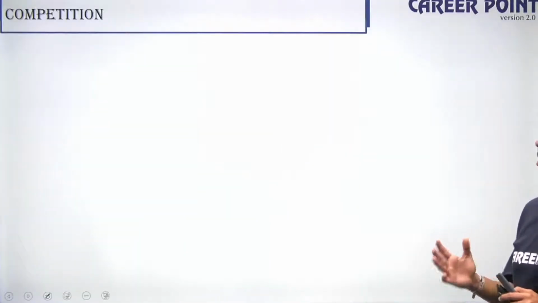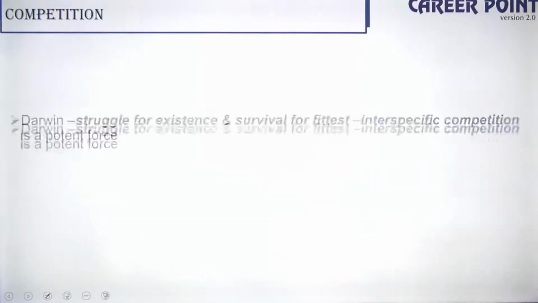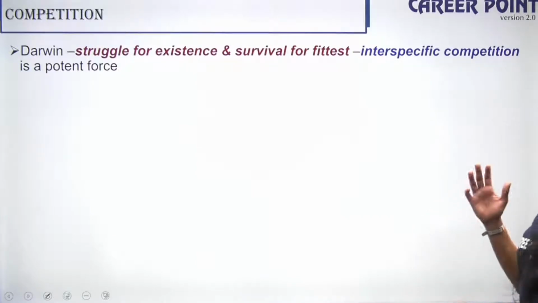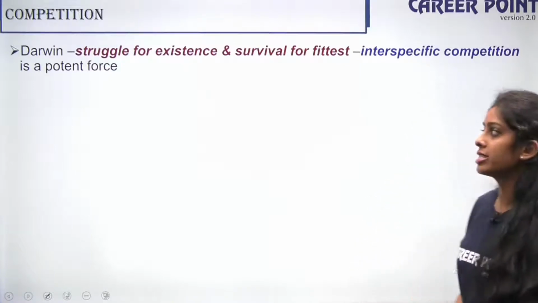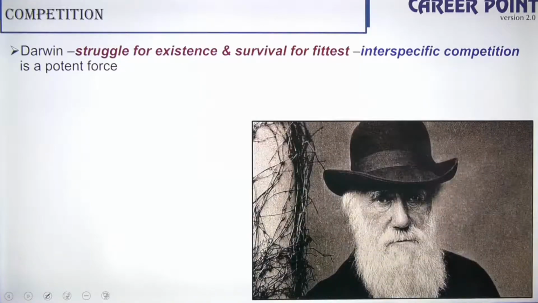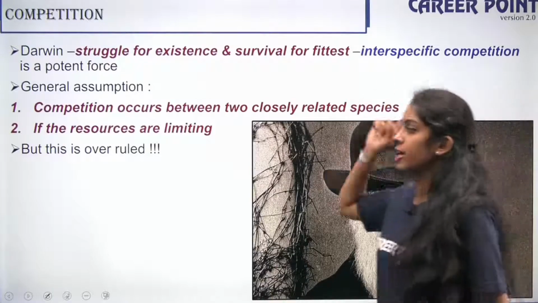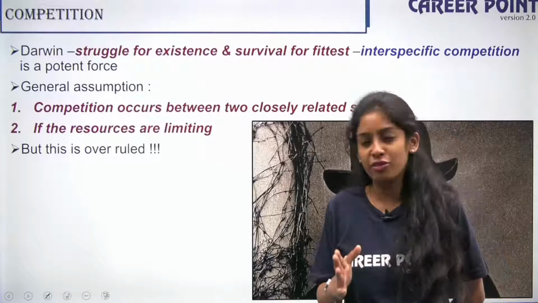Next we were talking about competition. Competition is also a type of interaction. Darwin told us the struggle for existence and the survival of the fittest also ensures there is interspecies competition, right? So he is Mr. Charles Darwin. He went on to talk about two general assumptions. Point number one, competition occurs between two closely related species. That was the first assumption: only if two species are closely related, we will have competition.